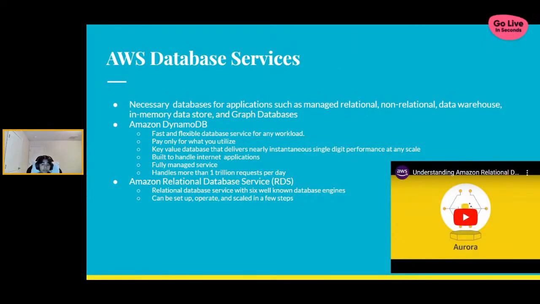And these containers package everything a software needs to run, including libraries, system tools, code, and runtime. AWS Database Services. These are necessary databases for applications such as managed relational, non-relational, data warehouse, in-memory data store, and graph databases. Amazon DynamoDB is a fast and flexible database service for any workload. Here you only pay for what you utilize, similar to what we talked about before.